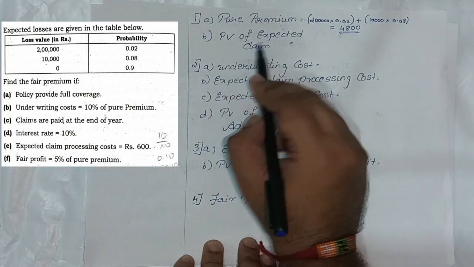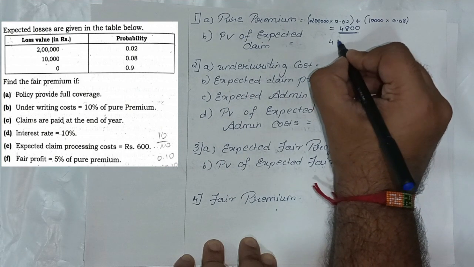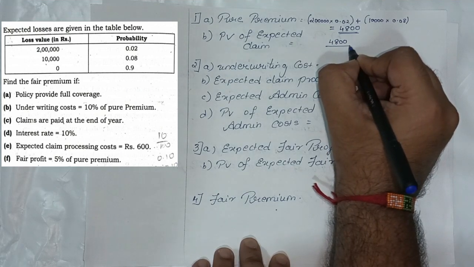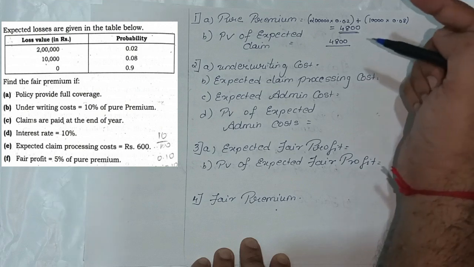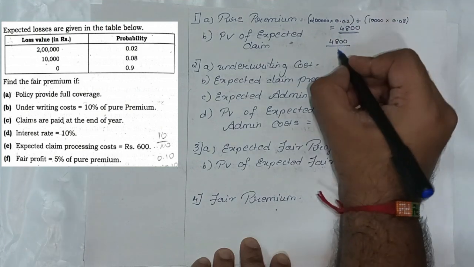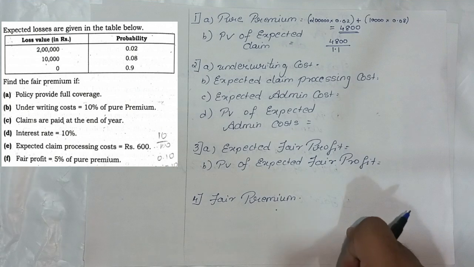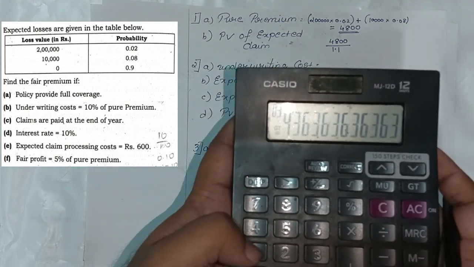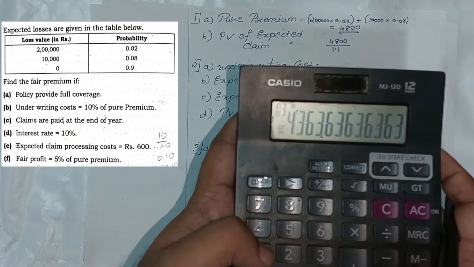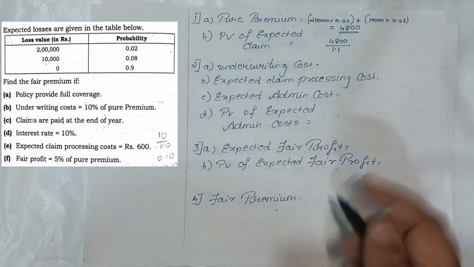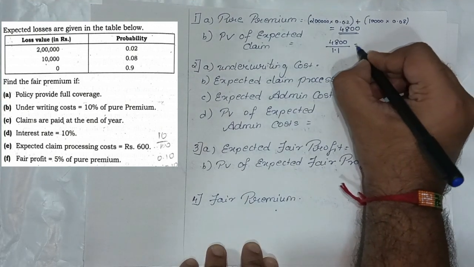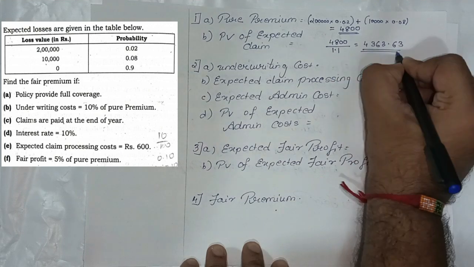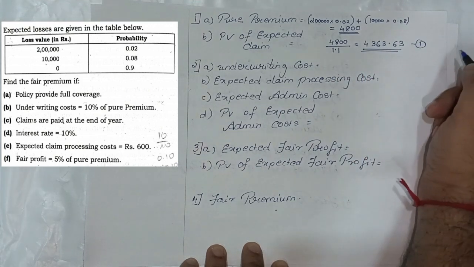Next, now we need to find the PV of expected claim. The formula is very simple. Whatever pure premium or expected cost that we found, divided by 1 plus the interest rate. Now interest rate given in the question is 10%. So 1 plus 10%, that is 1 plus 0.1, is 1.1. So we take 4,800 divided by 1.1. Okay, it comes to 4,363.63. So we note down the same value. Okay, this is our first value that we found, the first PV.